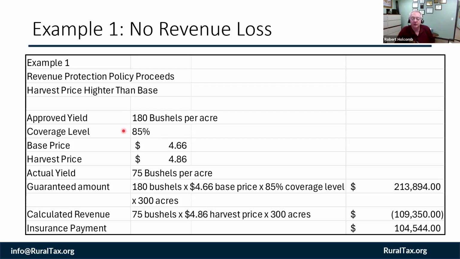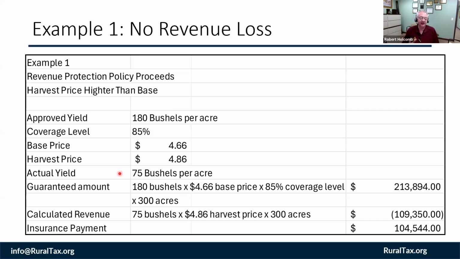This producer elected to go 85% coverage. We've got a lot of producers in this area that are going to that 85% coverage, which is the top level that you can get. Base price, and I actually pulled this from AgStar last week when I finalized my presentation, so I think that 466 is right as far as the base price for corn, and this incidentally is for corn. Now, in this case, the harvest price for this producer was 486, but they only got 75 bushels to the acre when they harvested it.